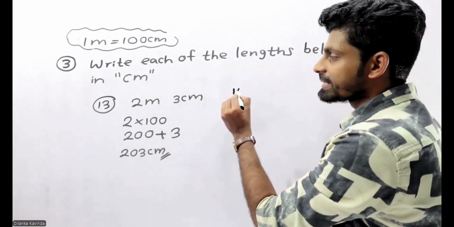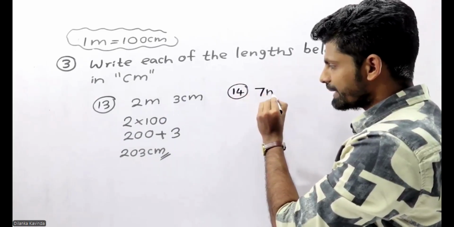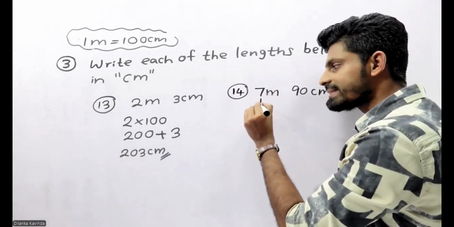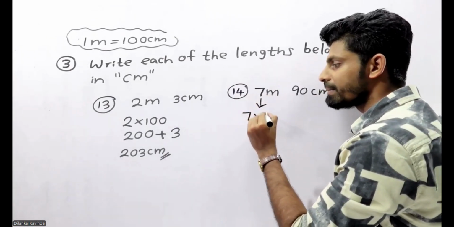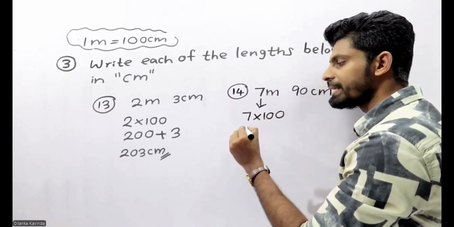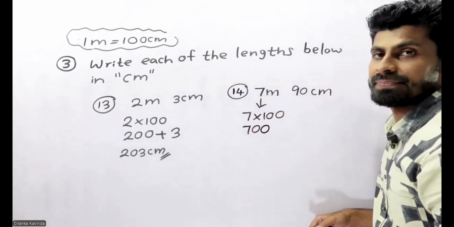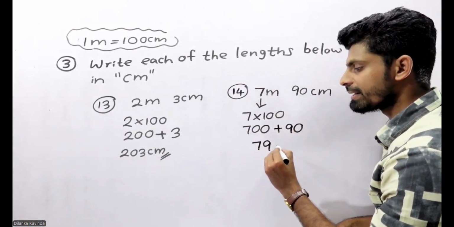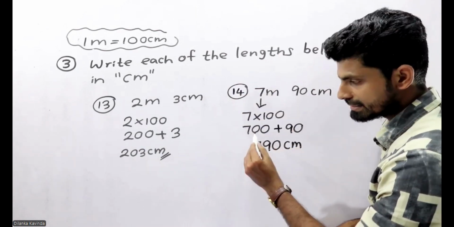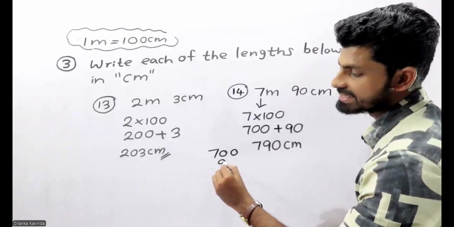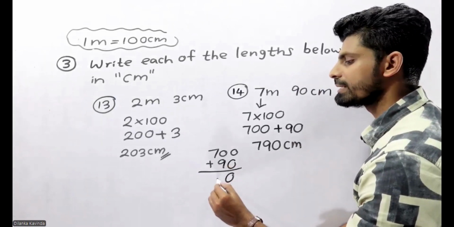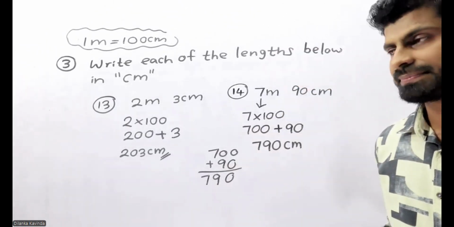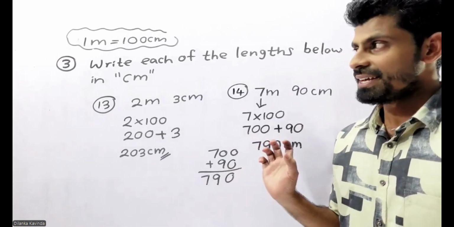Question number 14: 7 meters and 90 centimeters. 7 meters means we convert 7 multiplied by 100, which is 700. Then 700 plus 90 is 790 centimeters. 790 centimeters. Very easy.